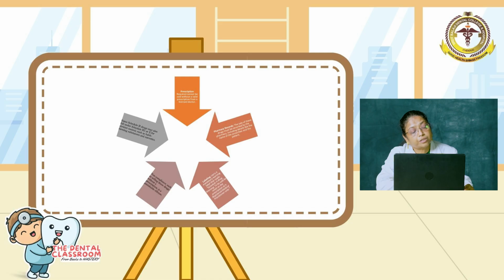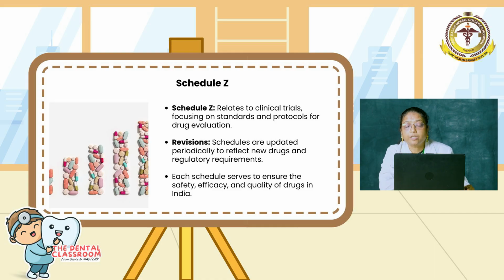Some Schedule H drugs may also fall under Schedule H1 or X for strict control, such as habit-forming substances or narcotics. Non-compliance, such as selling these drugs without a prescription, is a punishable offence. Coming to Schedule Z, it relates to clinical trials focusing on standards and protocols for drug evaluation.